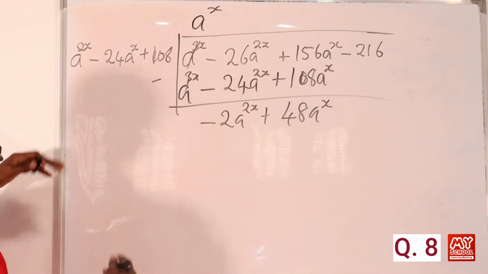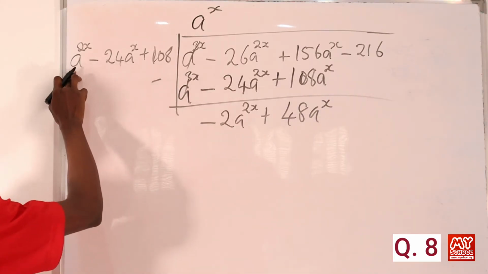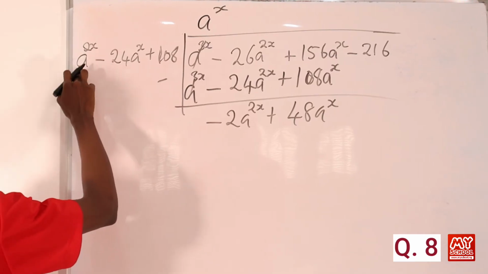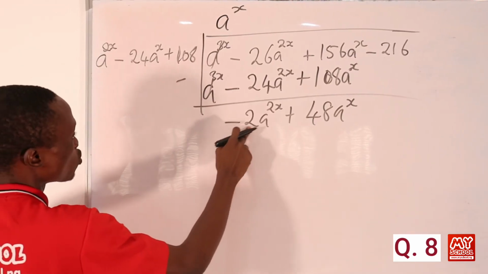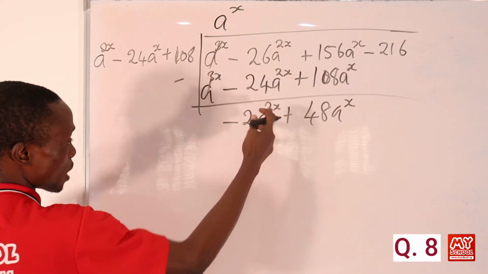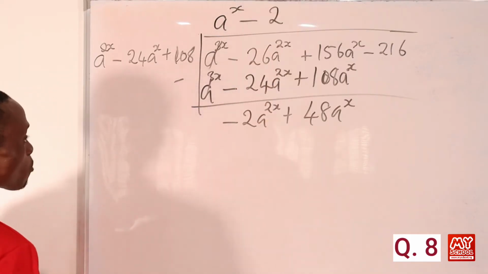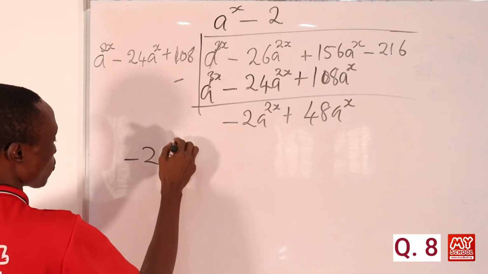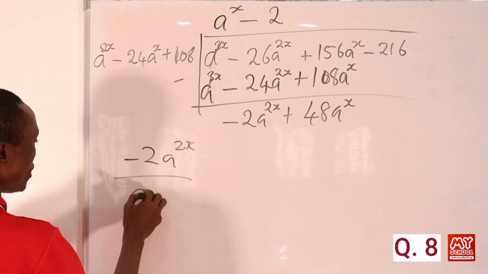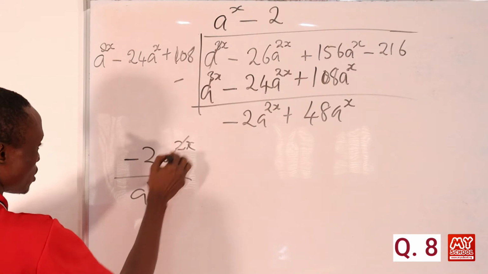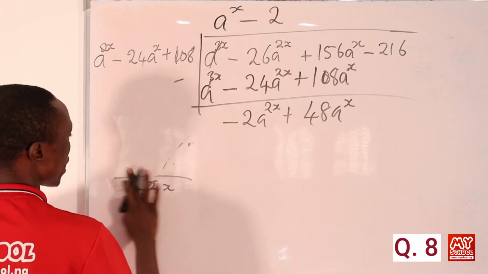The next thing again, you divide again using a raised to power 2x. So minus 2a raised to power 2x divided by a raised to power 2x. At the end of the day, you'll be having minus 2, because a raised to power 2x divided by a raised to power 2x, these two will cancel out. So we'll be having minus 2.